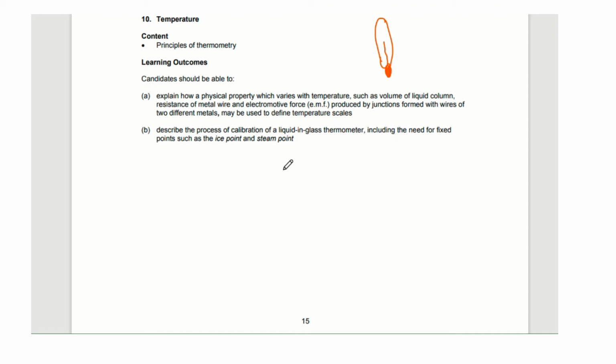Next, let's talk about calibration of liquid in glass thermometer. So to calibrate a liquid in glass thermometer, we need two fixed points. So we can make use of the ice point, which is at 0 degrees Celsius, and also the steam point, which is at 100 degrees Celsius. So what we'll do is we will place this in ice, pure ice. So why does it need to be pure? This is because the melting point of ice is a constant only when it is pure. Okay, so we measure.